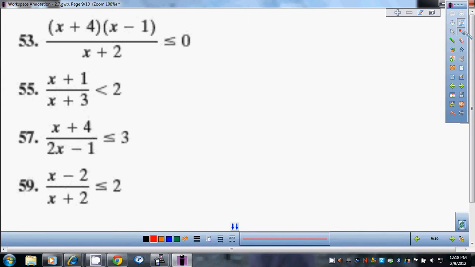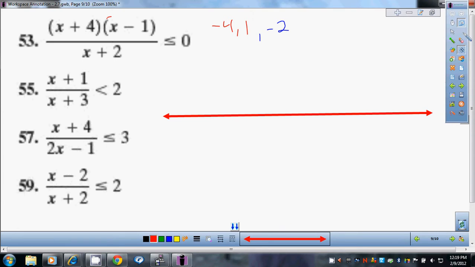Okay, 53. What's going to make the thing equal to 0? I'm going to put -2 here so that I remember these two are going to be brackets because they can equal 0. This one will be a parentheses because it can't, because it's in the bottom, which is a no-no. So from here, it's just like the other ones. Set up your number line. -4, -2, 1. Check your intervals.